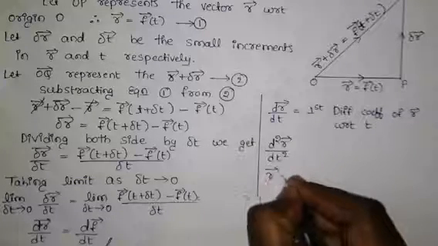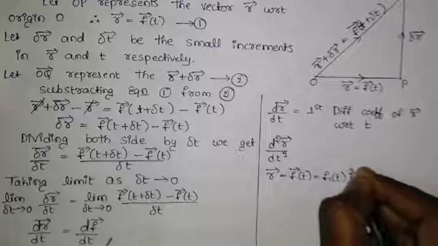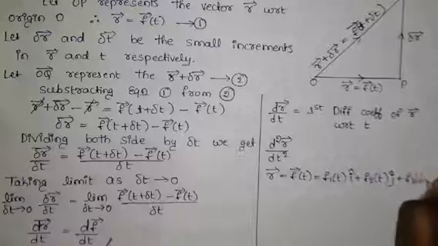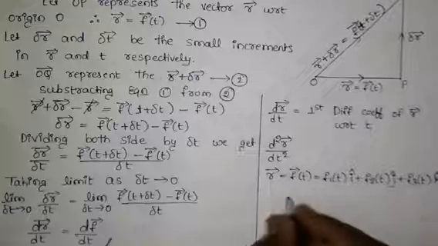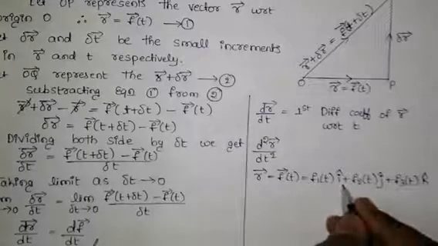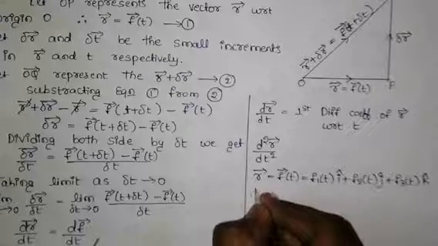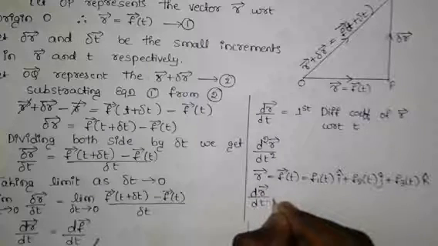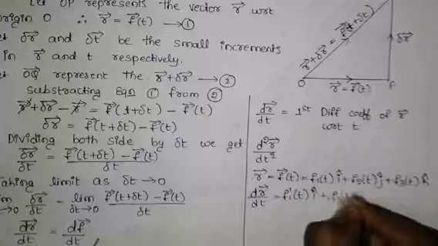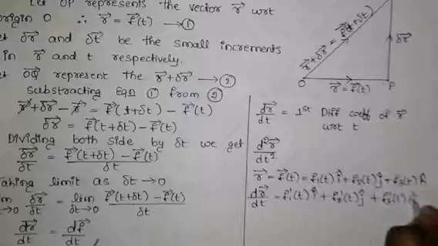And if vector r equals vector f of t, this can be written in components as f1 of t into i cap plus f2 of t into j cap plus f3 of t into k cap. So now differentiate this one. Vector dr by dt gives f1 dash of t into i cap plus f2 dash of t into j cap plus f3 dash of t into k cap.